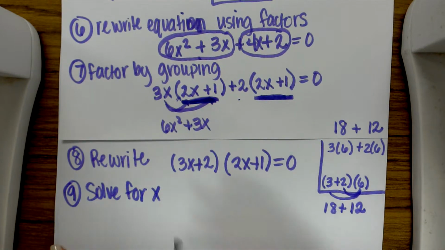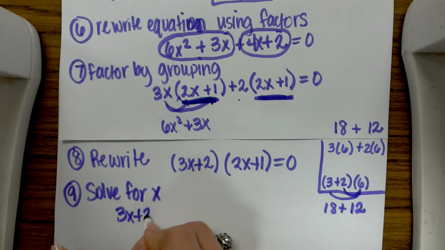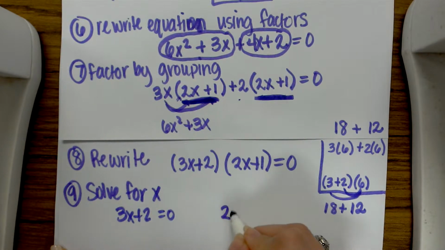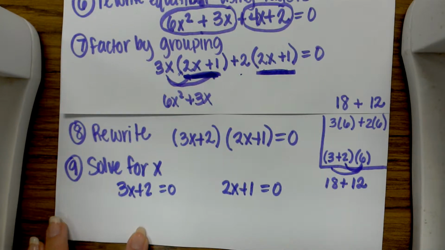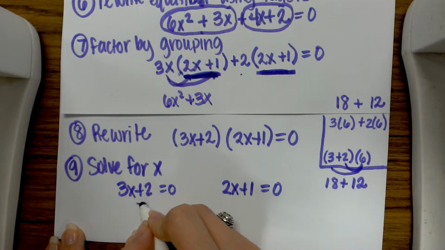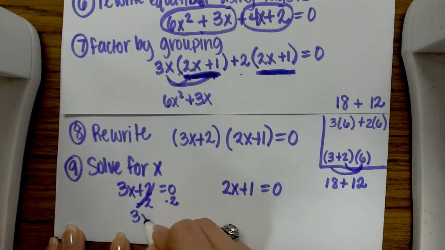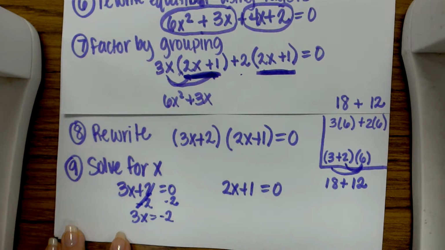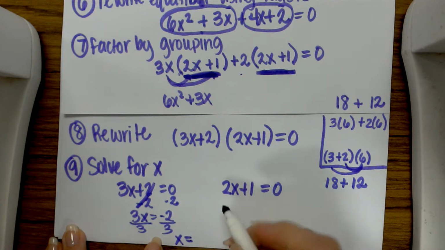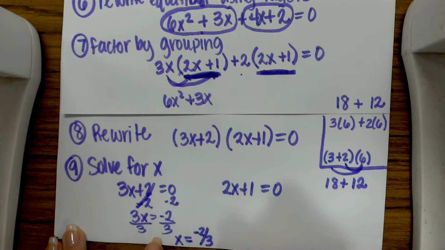I'm left with 3x plus 2 is equal to 0 and 2x plus 1 is equal to 0. So how do I solve for x? How do I get x by itself? I first subtract 2 from both sides, right? The 2's cancel out. I'm left with 3x is equal to a negative 2. And to get that 3 out of there, I need to divide by 3 and divide by 3. So my x is equal to negative 2/3. This is one of my solutions.